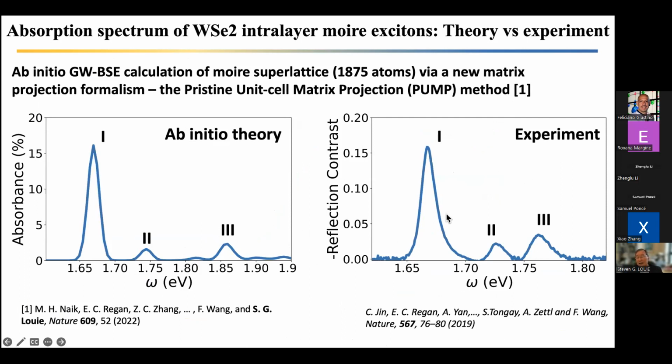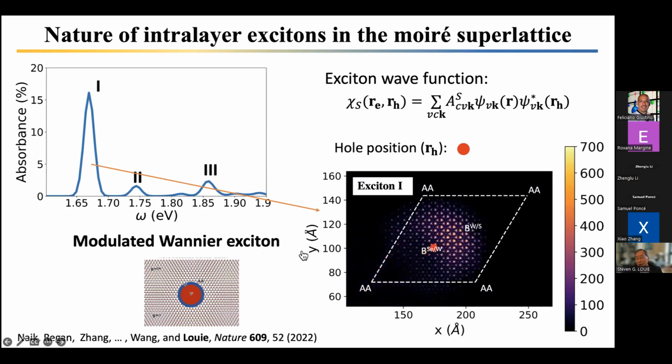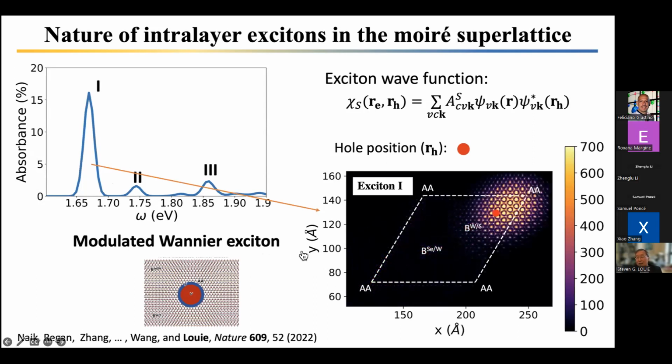and this is experiment. So you see that there is now quite good agreement with experiment, and one could look at the character of the wave function of the exciton in the various peaks. For example, for exciton 1, we find that the electron, in fact, follows the hole. So it is kind of a Wannier-like exciton, but modulated by the Moiré superlattice structure.